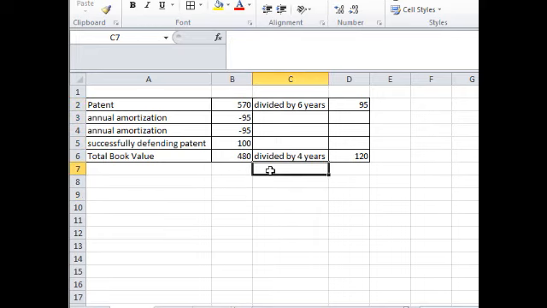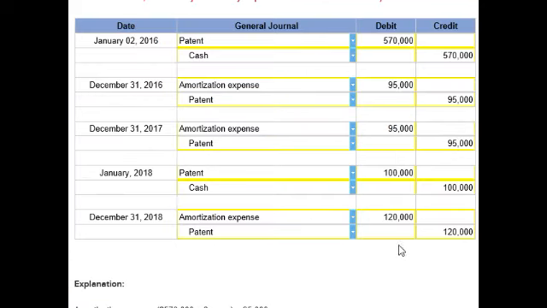So at 480, you still have 4 years left, because you already amortized 2 years, and your originally estimated useful life of the asset was 6 years. Now you have only 4 years left. So at that point, you're just going to divide that total amount by 4 years. If you do that, you have a new annual amortization amount of 120,000. Every year you will amortize it for 120 from that point on.